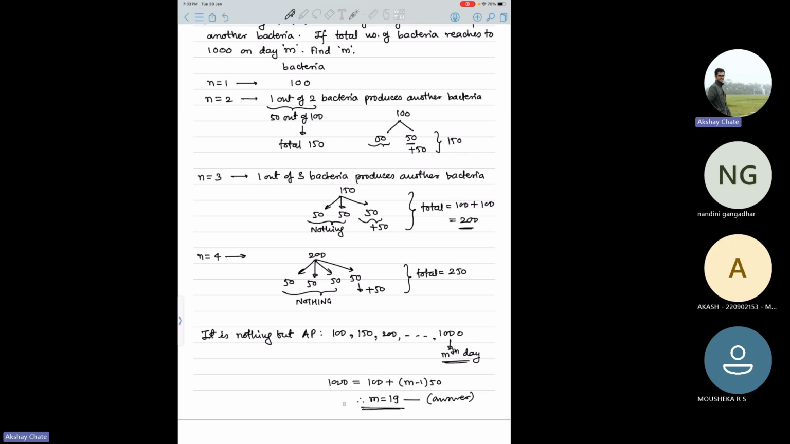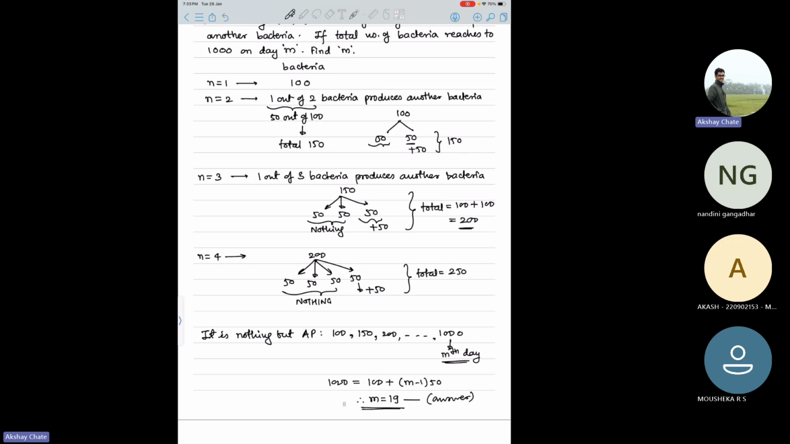And if you do for n equal to 5, that will be nothing but dividing 250 into 5 parts, right? So that will be also 50, 50, 50, and one of them will add 50. So that will be again addition by 50. So basically, on every day, only 50 bacteria are getting added. So that's why it forms an AP. You can try for n equal to 5 also. I'm not doing it because we have limited time, but you can try also.